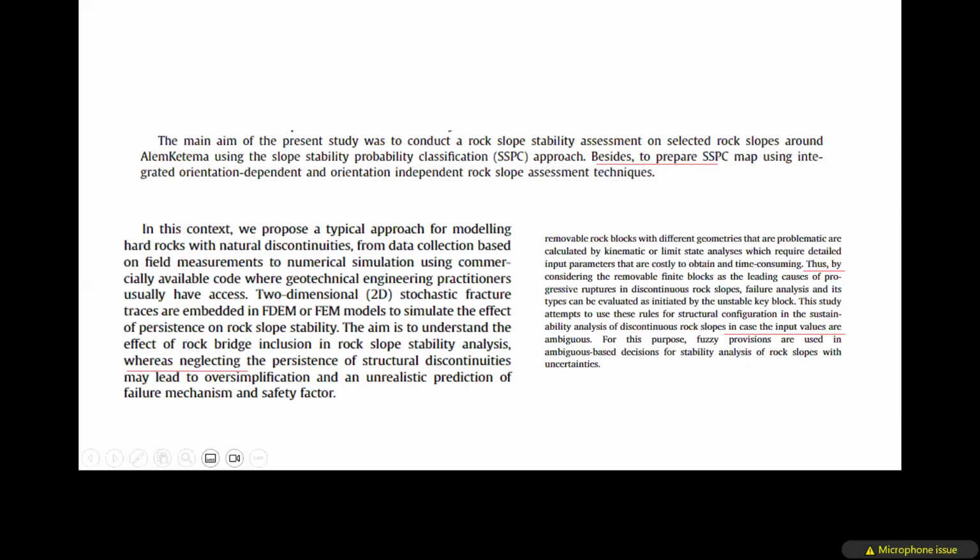And the second red line here, in case the input values are ambiguous, this ambiguity is the basis for conducting research, right? So for this purpose and this clarity, these links are all justified, and this write-up might give some basis for further conducting research.